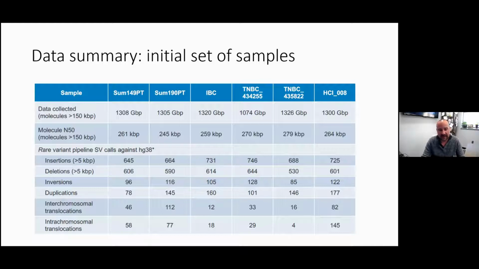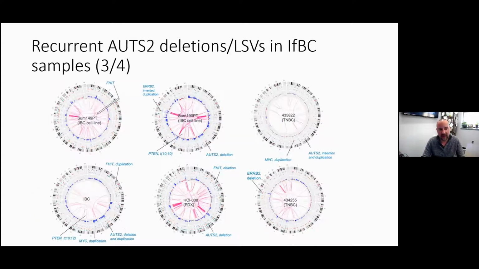If you look at these summary statistics, you'll see that they're quite similar for the number of data molecules collected, and the different types of variants that we identified within each one of these samples. So no huge biases within this initial data set. These are just some of the Circos plots showing the structural variations that we identified.